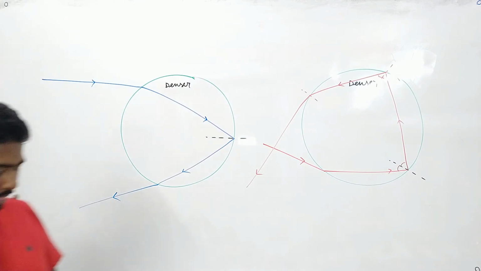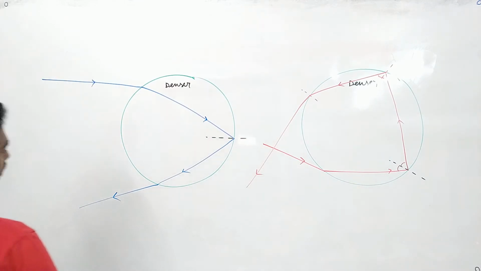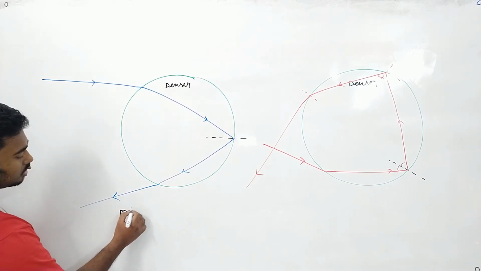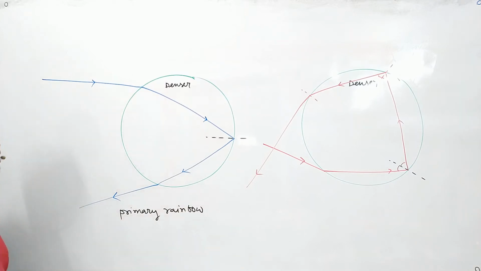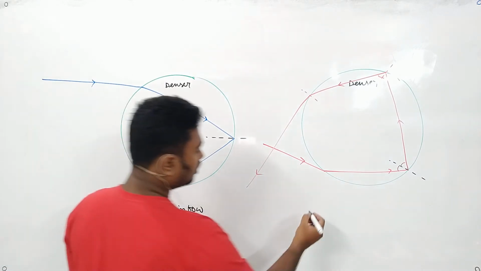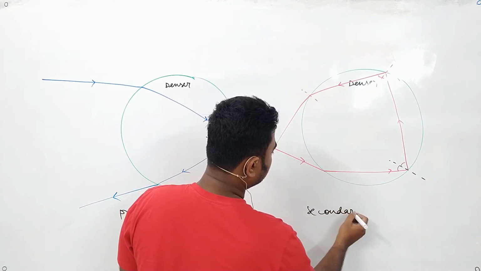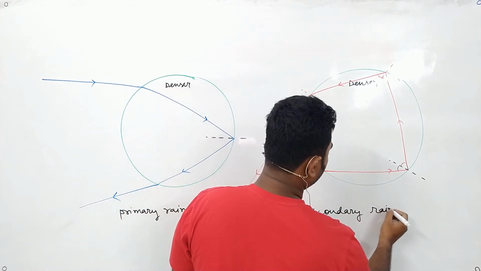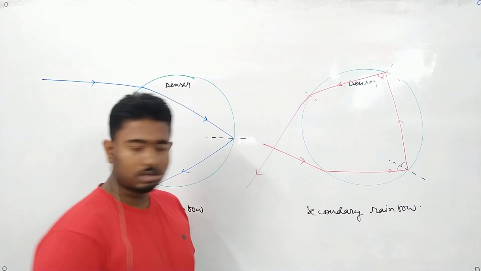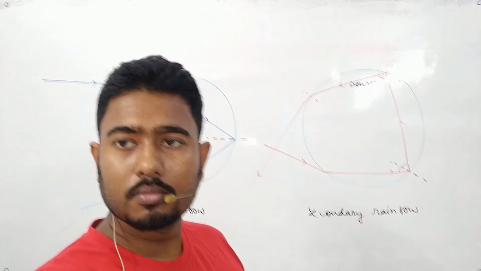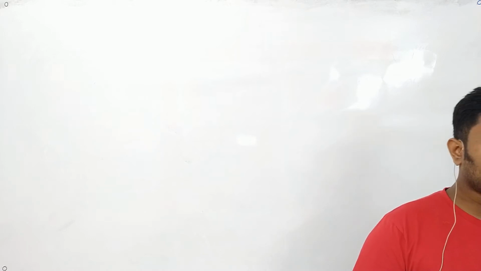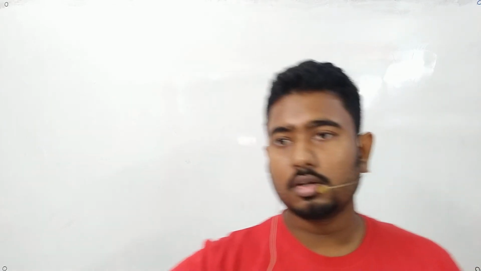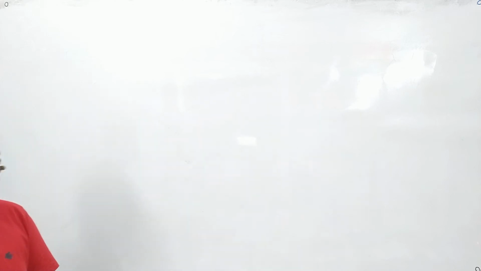This one we call the primary rainbow. This one we call the secondary rainbow. Write it down, both of you. So we have understood both of the cases, that we call something a primary rainbow and something a secondary rainbow.